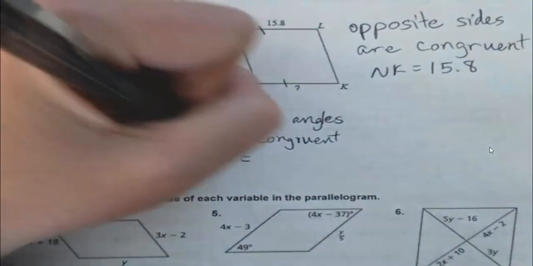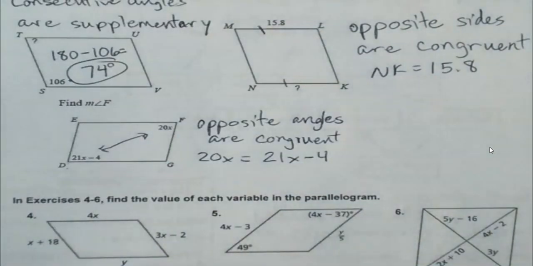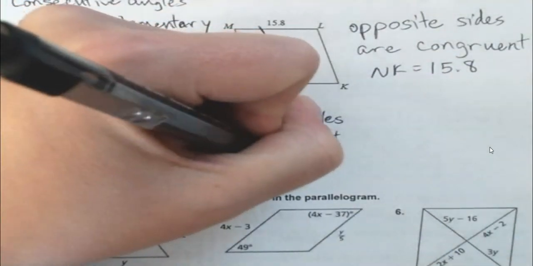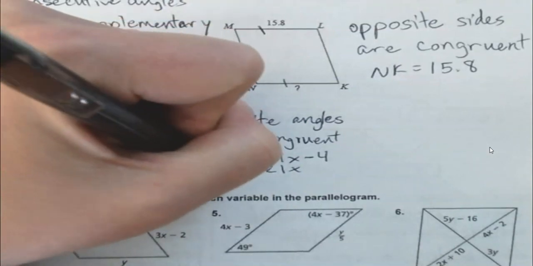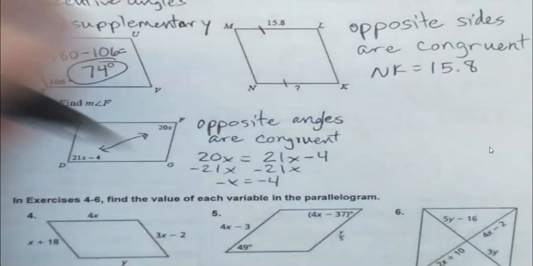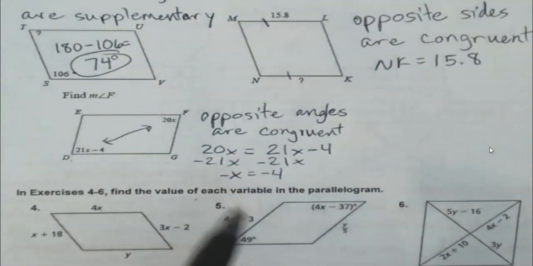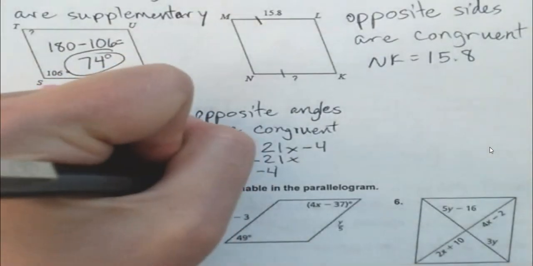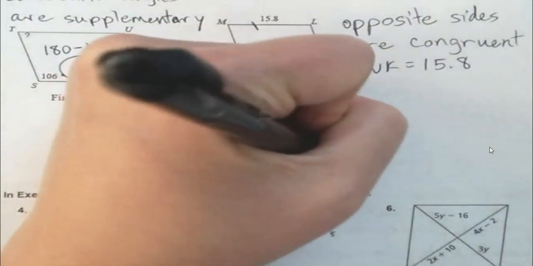Essentially, today is more of what we've been doing all year long. You either set things equal or you add them up to 180. It's pretty much the same thing we've been doing all year. I'm going to subtract 21x on both sides, so negative x equals negative 4. Right, we don't care about negative x. We want to know positive x. So divide by negative 1 on both sides. And x is going to be 4.